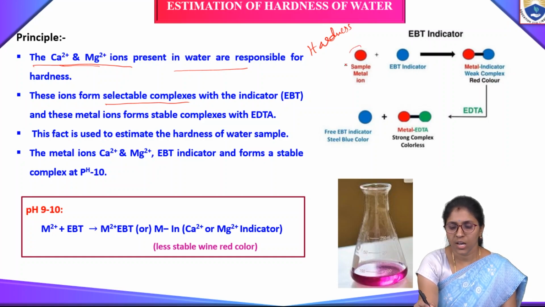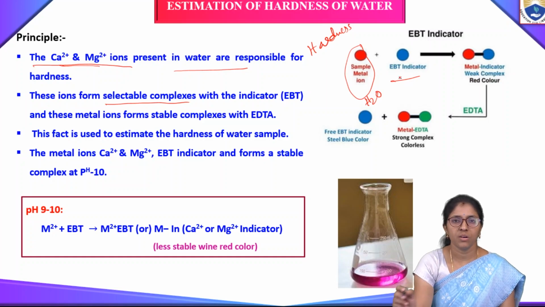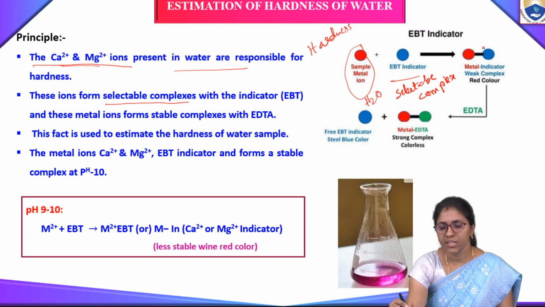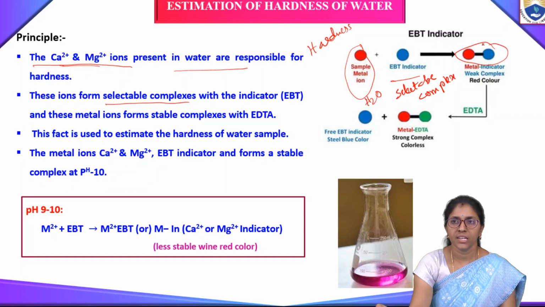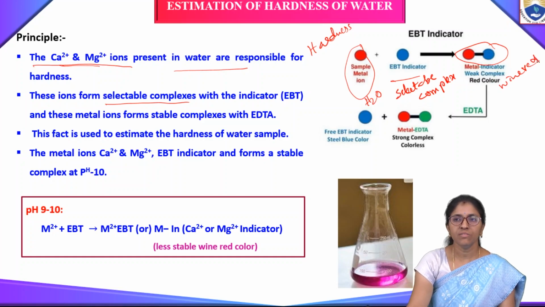When we take this water sample and add EBT indicator, the metal ions will form a weak complex with the EBT indicator. This metal-indicator weak complex is wine red in color.